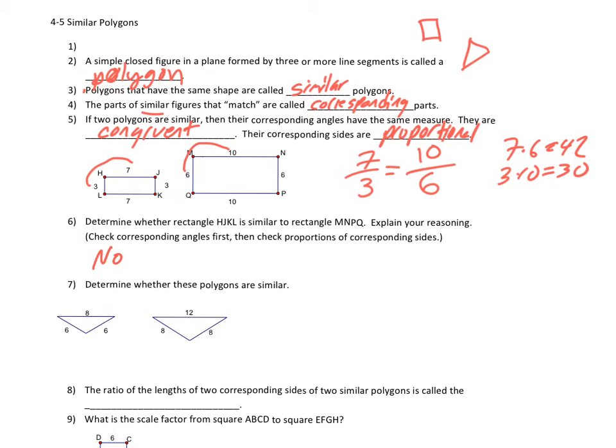And why not? They're not similar because their sides are not proportional. Okay. All right. So go ahead and figure out, using the same idea, can you figure out if the triangles in number 7 are similar?